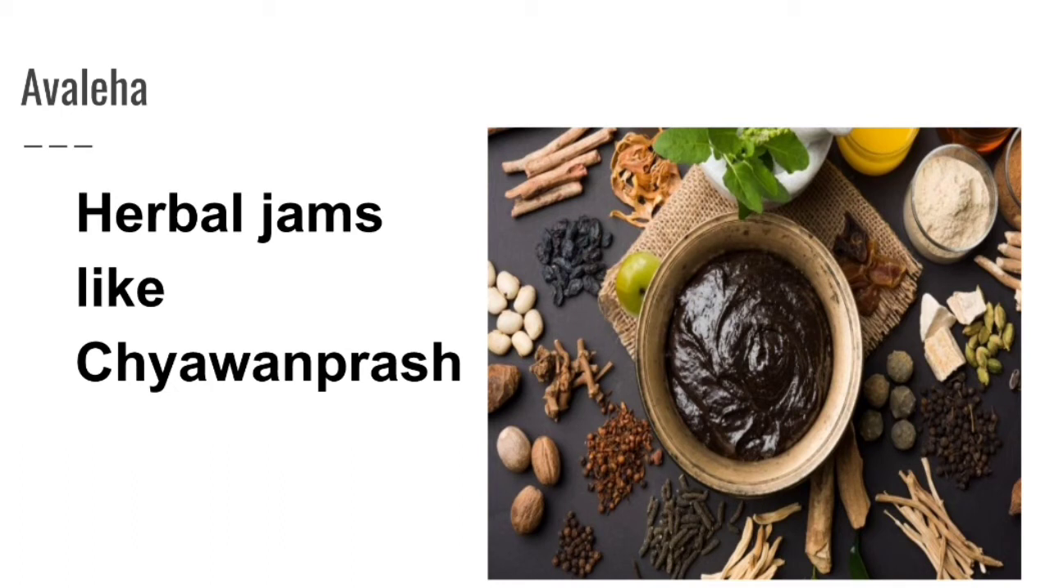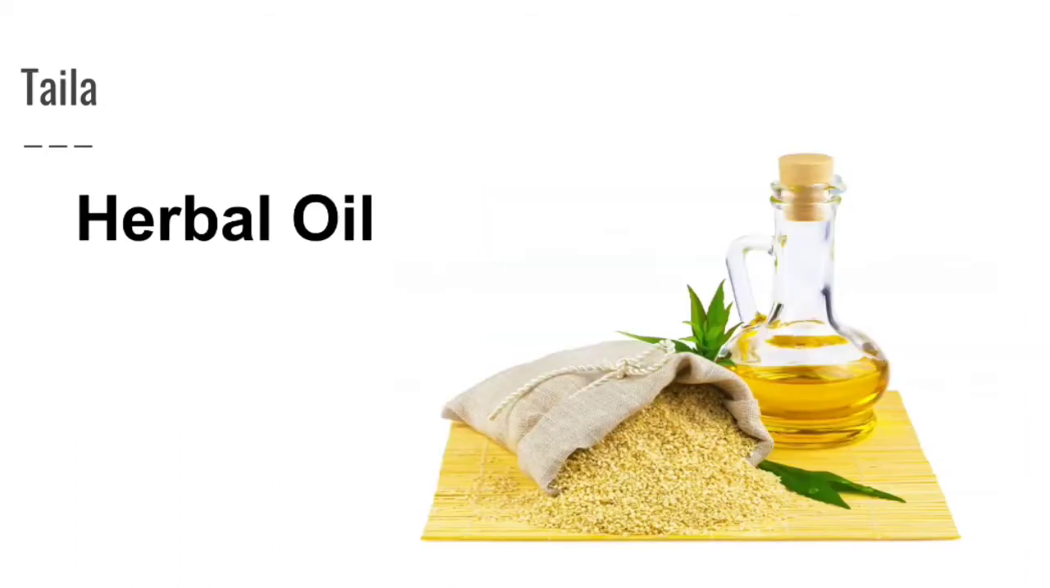If you might know, this form is a very common form that everybody knows, and it's very tasty. Avaleha. Avaleha means herbal jam. Chawanprash is the most common medicine that many of us know. This Chawanprash is particularly prepared with 37 herbs. It is made into a jam using ghee and all the herbs. This form is also commonly administered. Usually for children they give drugs in the form of jams.